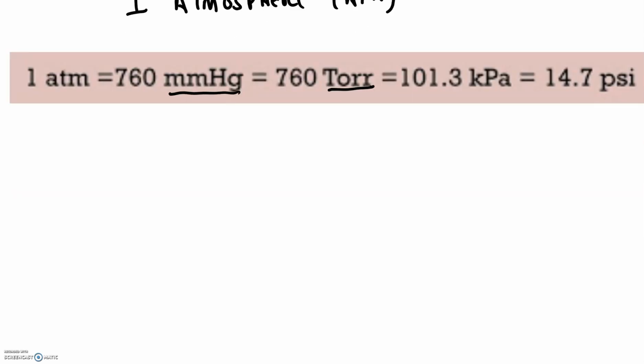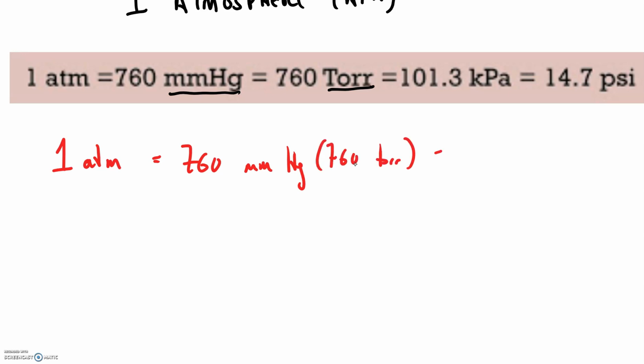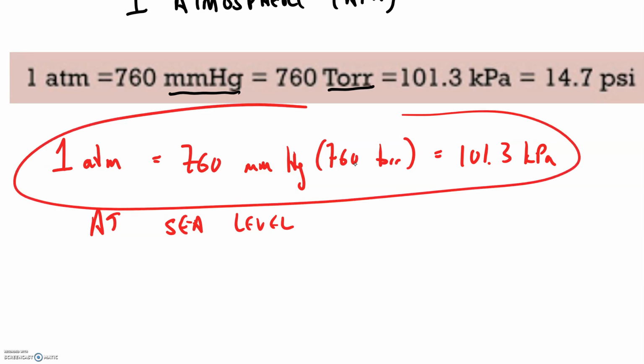So the units that we want to be familiar with, 1 atmosphere is the equivalent of 760 millimeters of mercury, otherwise known as 760 torr, which is the same as 101.3 kilopascals, and these are all at sea level. If you go higher than this, these are lower. If you go to Death Valley, these are higher. But these are the units that we want to be familiar with.